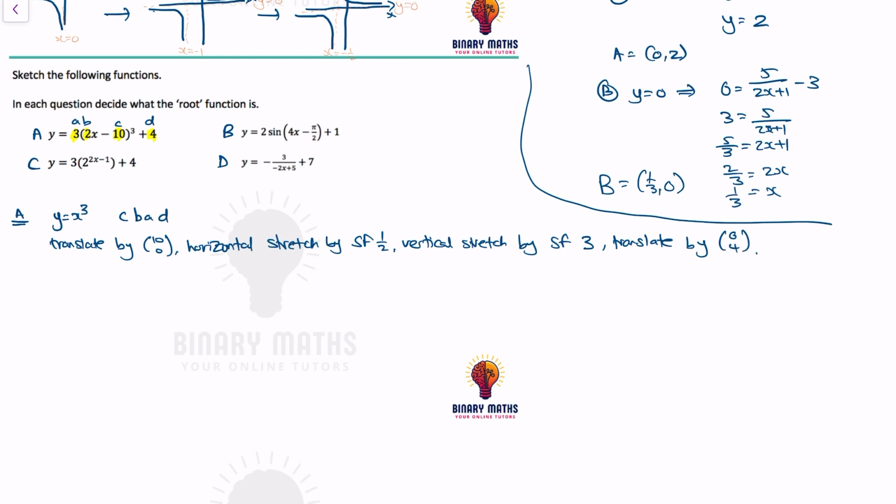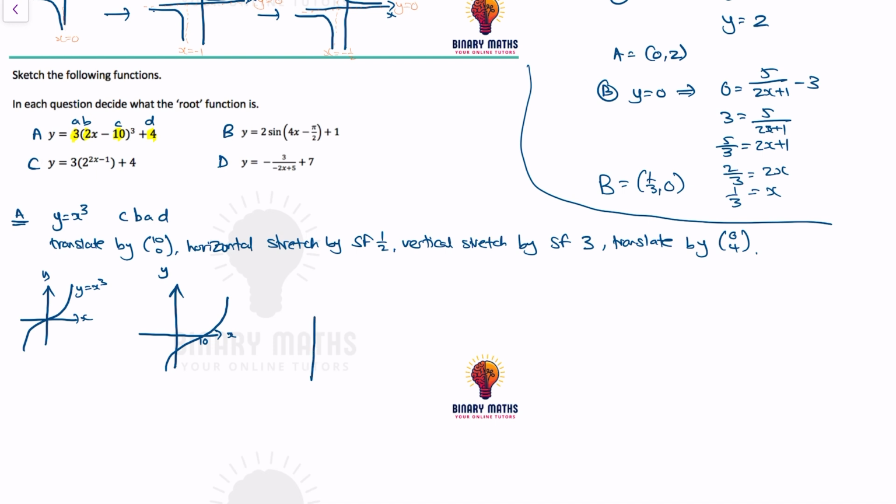Okay, so mini sketches for each one. So first it's y equals x cubed. It's going to go through the origin. So this is y equals x cubed. Then we're going to translate by 10, 0. When we translate by 10, 0, it's in the positive x direction, so it's going to look something like that. We don't want to label everything at this point because it's just useless, and we're not going to label the graph as well because that's going to take long. So we just do the transformation for each stage.